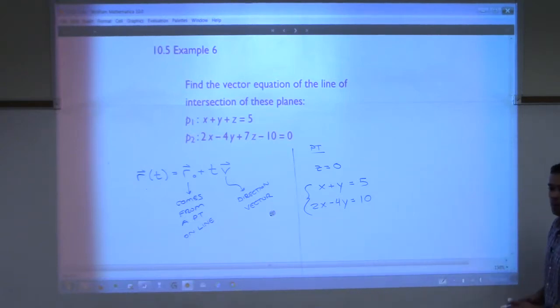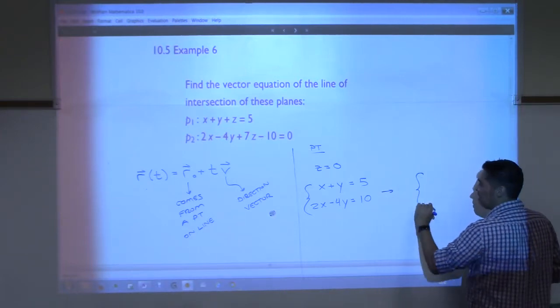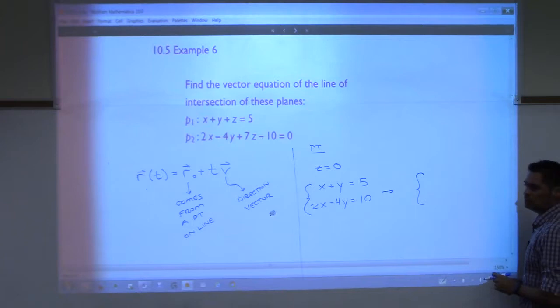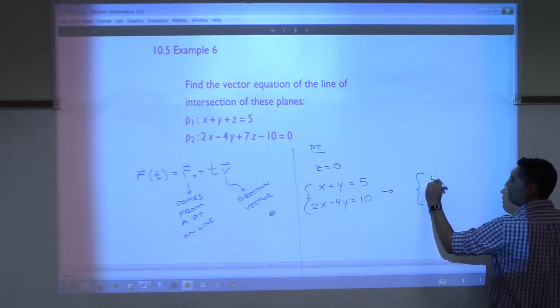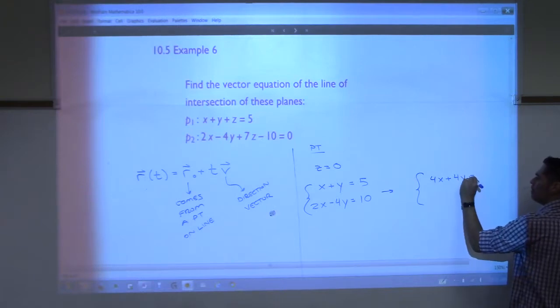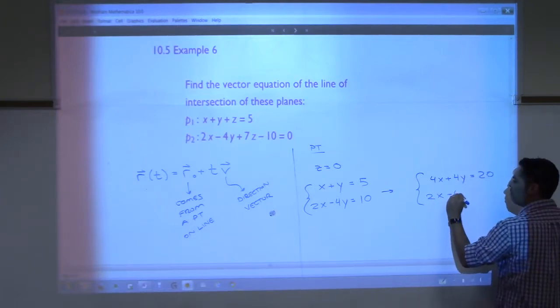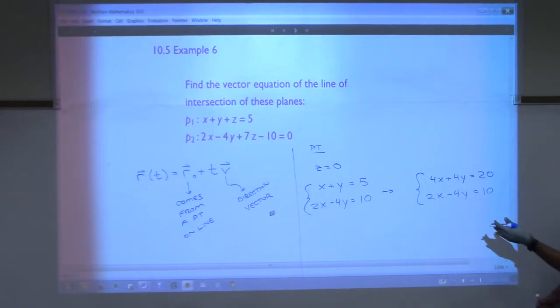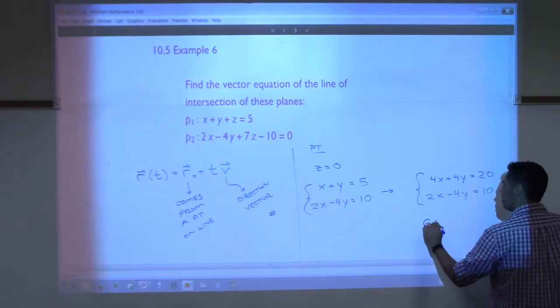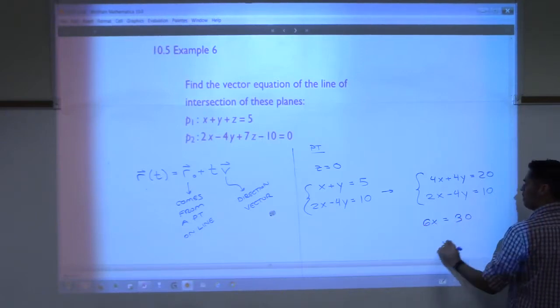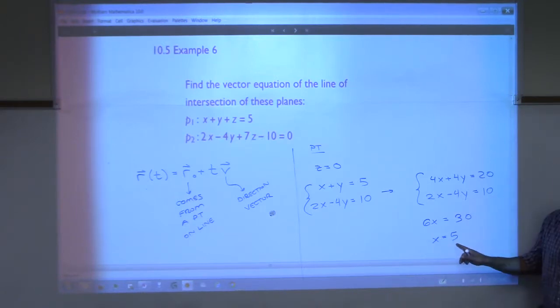Depending on your background, the way that I'm going to do it here, I'm just going to multiply the top equation by 4. So multiply the top equation by 4, I get 4x plus 4y equals 20. And then 2x minus 4y equals 10. I'm using elimination here. I'm about to eliminate a variable. Does this look familiar? Okay. I'm going to add straight down, and the y's are going to cancel. That's why I multiply by 4, right? So this gives me 6x equals 30. So x is 5. Now these numbers aren't always going to be nice, okay? But it works out that x is 5 here.